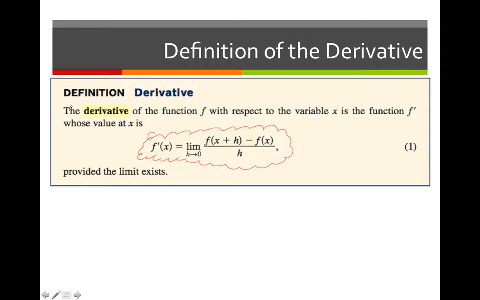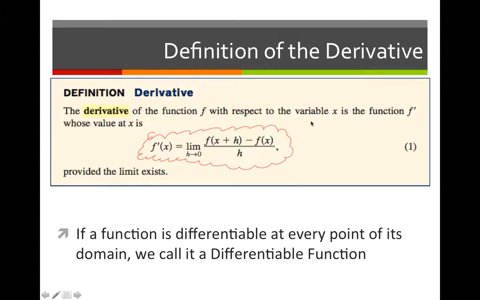And this is kind of how it's said. The derivative of a function f with respect to the variable x. That means that's what you're taking the derivative with. It is the function f prime whose value at x is given by this statement, if the limit exists. Sometimes it doesn't work, and then sometimes you can't find the derivative. But if a function is differentiable, which means you can take the derivative of it, at every single point in its domain, it's called a differentiable function.